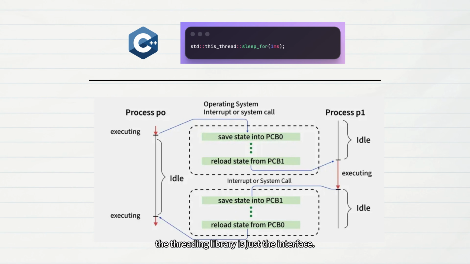So C++ is just the surface. The threading library is just the interface. What's really happening is register saving, stack pointer replacement, page table switching, TLB invalidation. This is the true way computers operate. If you want to truly understand concurrency performance, you must understand the context switch.